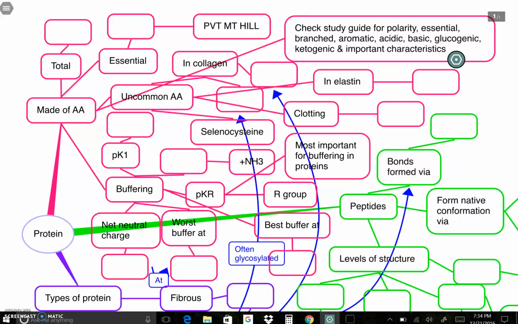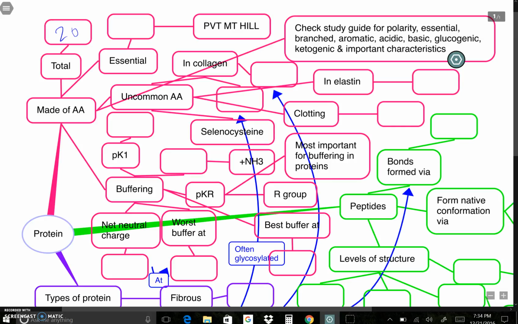Okay, let's go ahead and look at our first protein concept map. So if we start at the top left, our proteins are made of a total of 20 amino acids. Of those, we have 9 that are essential. And if you recall, "Private Matt Hill" is our mnemonic for our 9 essential amino acids.